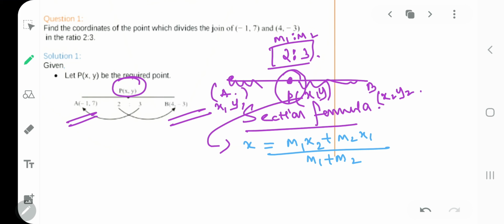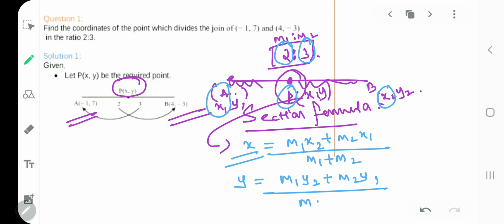Yes, my dear kids, you have the value of m1, you have been given x2, you have m2, and in the problem you have been given the value of x1. So all the values are available. You have to just put in the values to find the x coordinate of P. Similarly, you find the y coordinate, that is (m1 y2 + m2 y1) upon (m1 + m2). Clear? Shall we try this formula now?